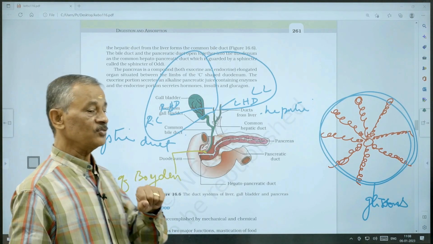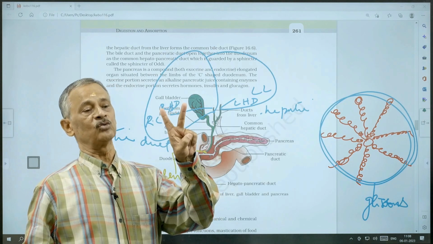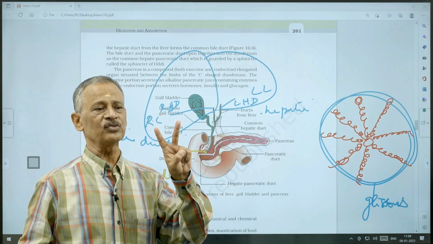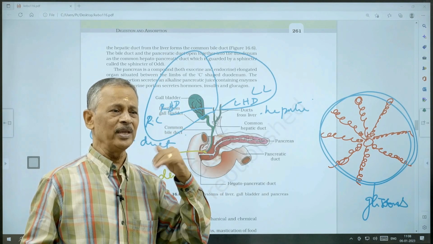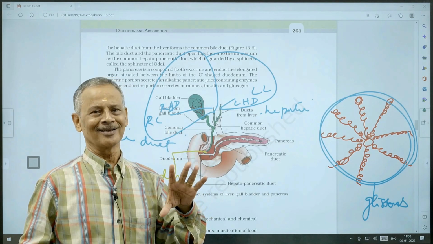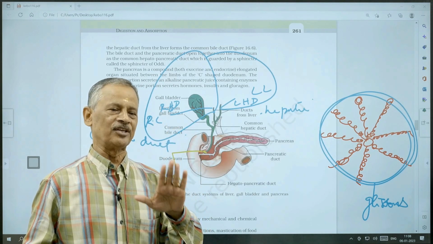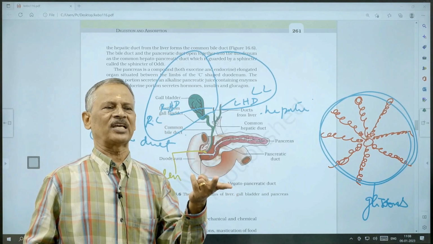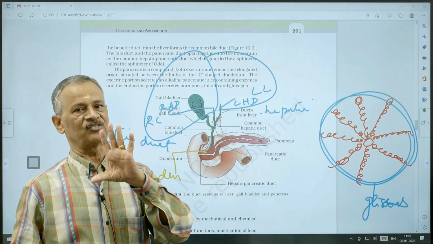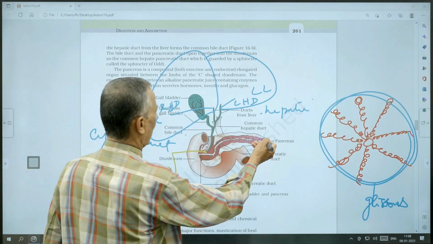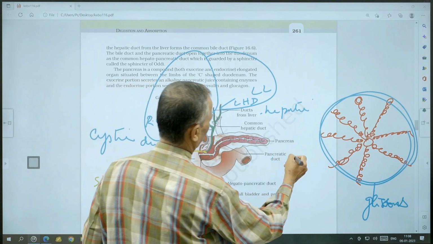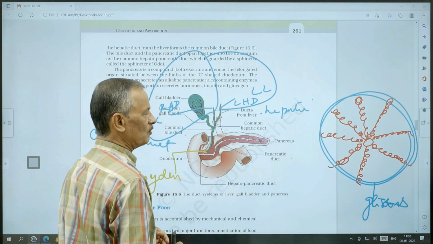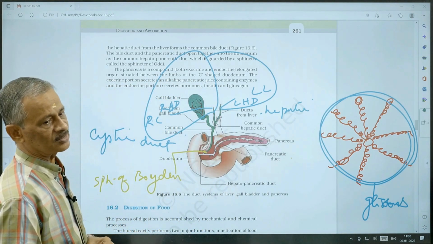It produces two types of juices. The first set of juice coming out of the pancreas will be containing only water and bicarbonates. It is an alkaline secretion. Only the second secretion will be containing enzymes. They are all carried through their duct called the pancreatic duct, which is also called Wirsung's duct.